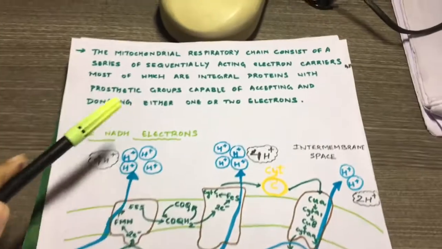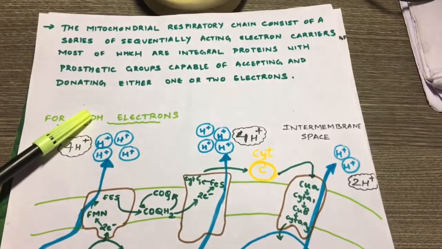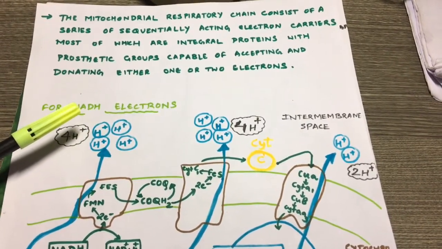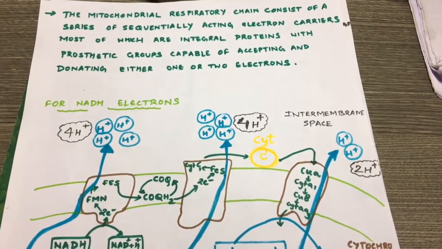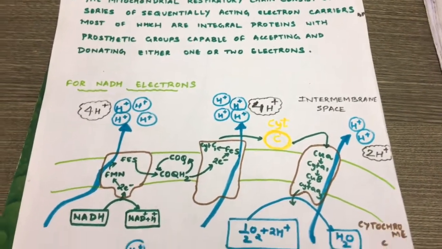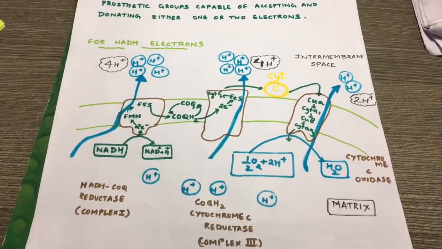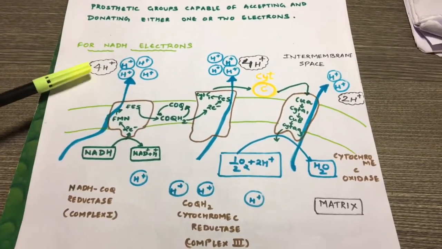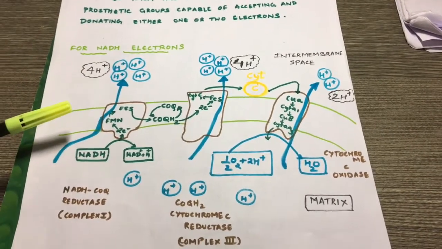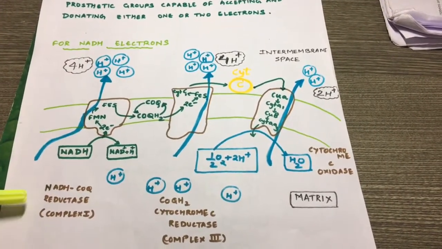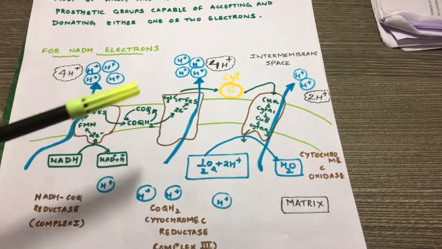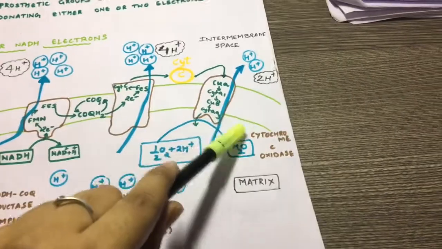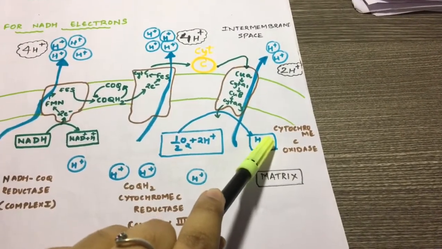So the mitochondrial respiratory chain consists of a series of sequentially acting electron carriers, most of which are integral proteins with prosthetic groups capable of accepting and donating either one or two electrons. Starting with the electron carrying molecule, that is NADH, here there are three complexes being shown. Complex 1 is called NADH coenzyme Q reductase. Complex 3 is called coenzyme QH2 cytochrome C reductase, and complex 4 is called cytochrome C oxidase.